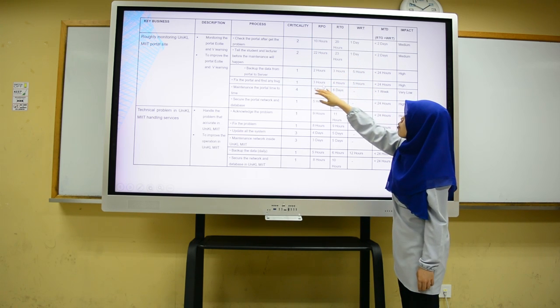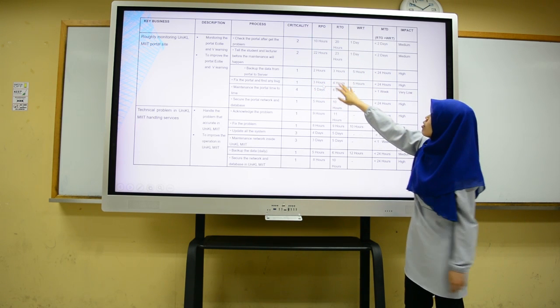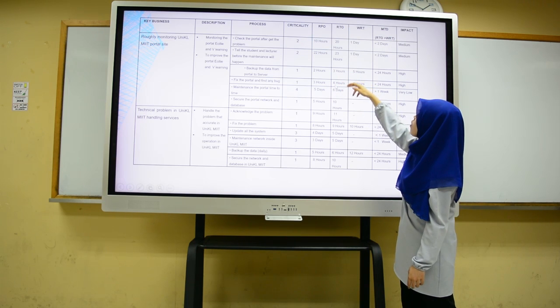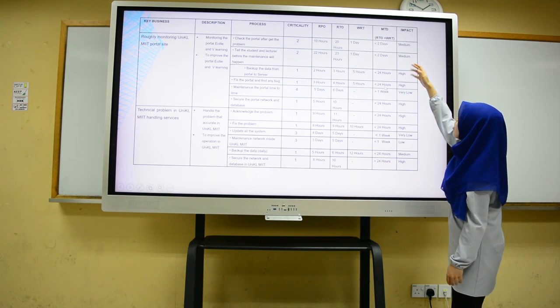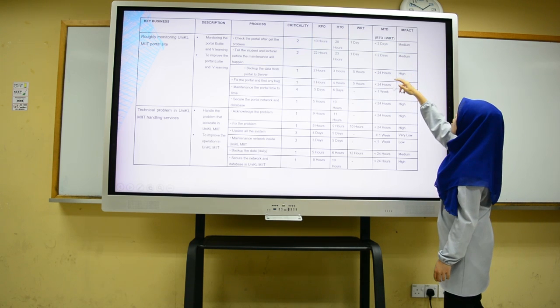A bit different with the backup of the data. The RPO will be 3 hours, RTO 4 hours, WRT 5 hours, and the MTD will be less than 24 hours, and the impact is high.